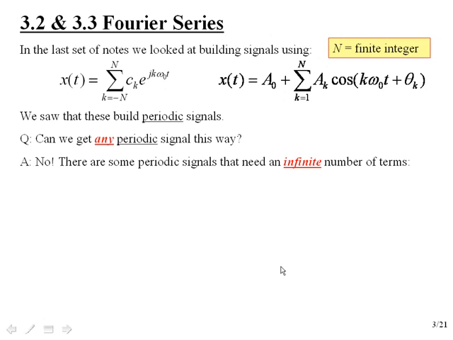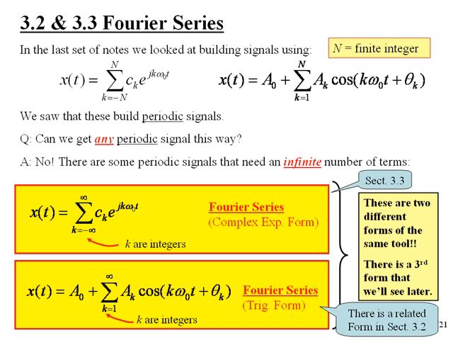Okay, so we saw that we could build periodic signals with these forms with the finite integer n, and the question is, can we get any periodic signal this way? Without going into the details, the answer is that there are a lot of periodic signals that we cannot build with finite sums, that in fact we would need an infinite number of terms. So for example, a simple ideal square wave cannot be built with just a finite number of terms. Without proving this, we'll just accept that we need to go to an infinite number of terms.